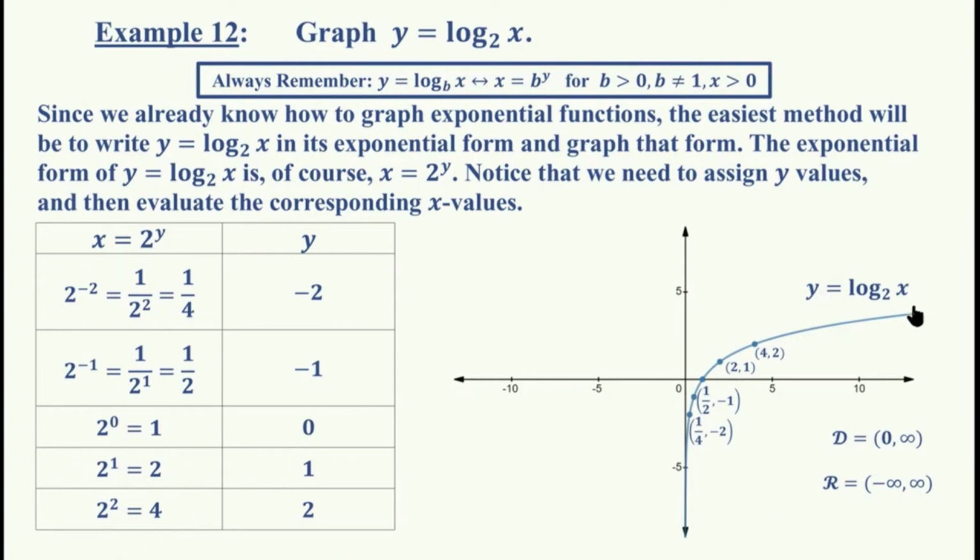Plot those, and you get this nice looking graph here. Notice this time, it's not the x-axis like in the case of the exponential function, which is the asymptote. It's the y-axis, and it's not a horizontal asymptote, it's a vertical asymptote. That means a line where the graph comes arbitrarily close to.